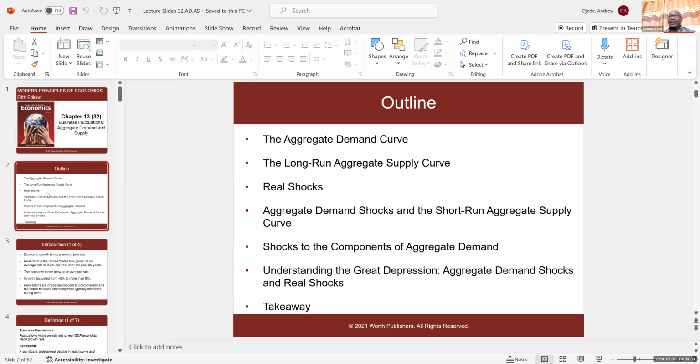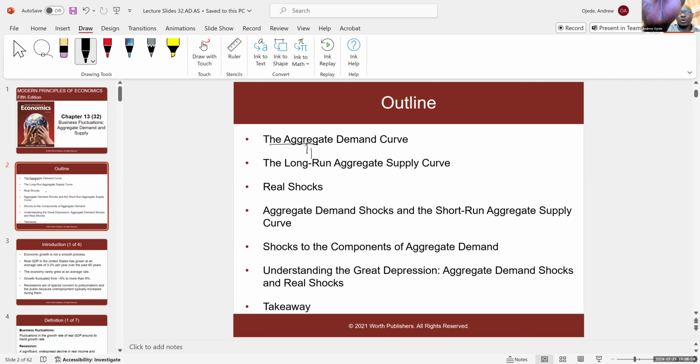Here in macroeconomics, the word aggregate means total. So aggregate demand is synonymous to saying what? Total demand curve. So while we talked about demand for a single product, in macroeconomics, we're going to talk about the total demand for all goods and services in an economy. Okay? And then we shall also talk about the supply side of the market.